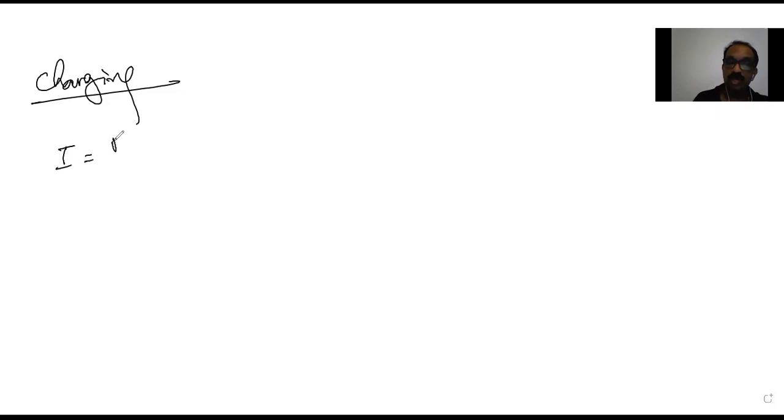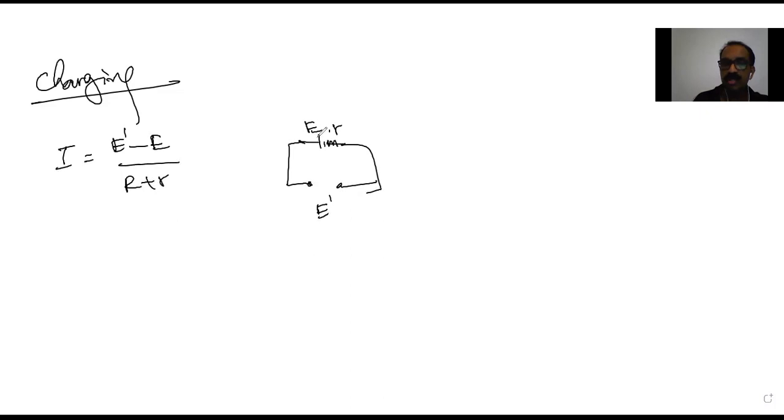One is current is E dash minus E by R plus r. You know what E dash is? Just imagine this is the EMF of the cell to be recharged, and recharging is being done by a big source of EMF E dash. So E and E dash may have a resistance here. Then the equation for current is given by this equation. E dash is the big source. For example, this may be 100 volt and this may be 10 volt. So a 10 volt battery is to be recharged by using a source of 100 volt. Then we can use this equation.